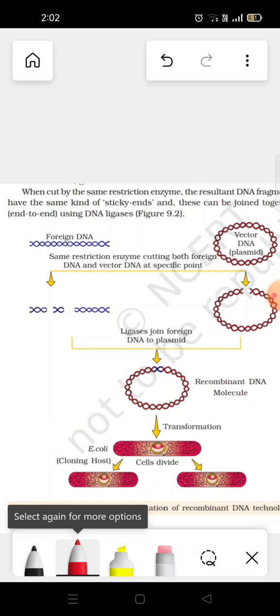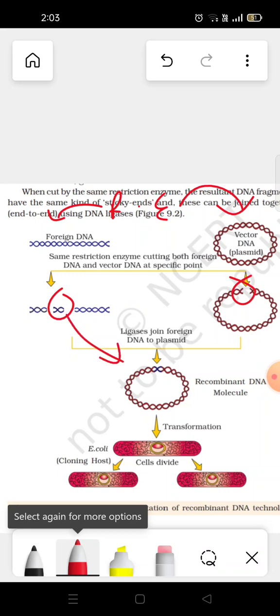there is a specific or same enzyme. For example, let's say restriction endonuclease is responsible to cut this foreign DNA and also this vector DNA. It is used in both. So the same enzyme is used in both. Then what will it do? It will cut both of them. And what will happen? Both of them produce the same kind of sticky ends. Okay.